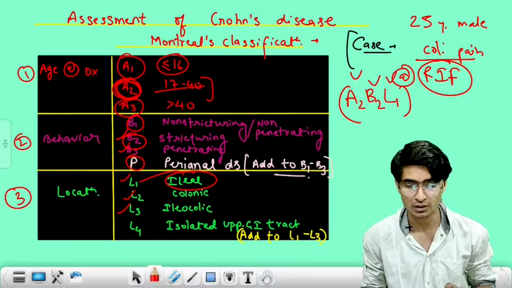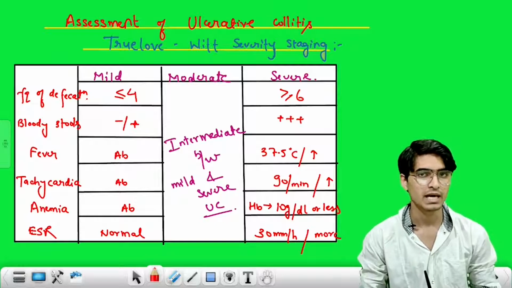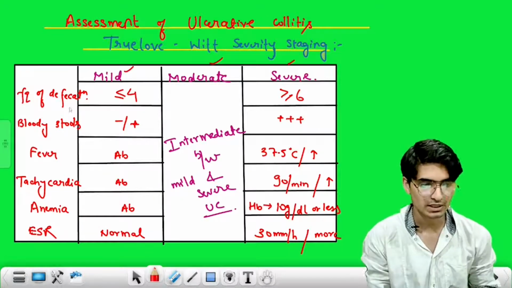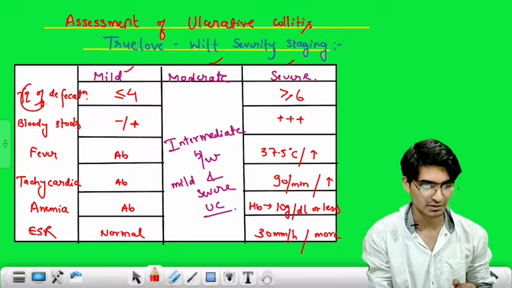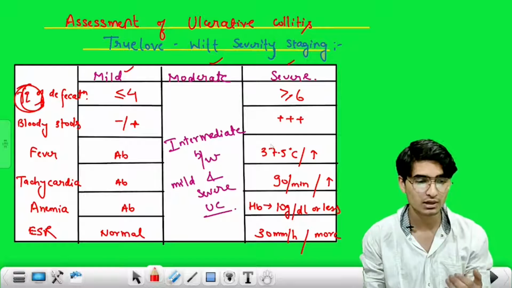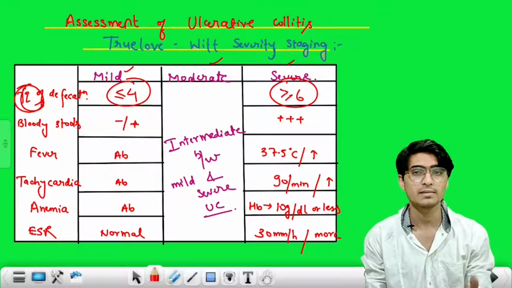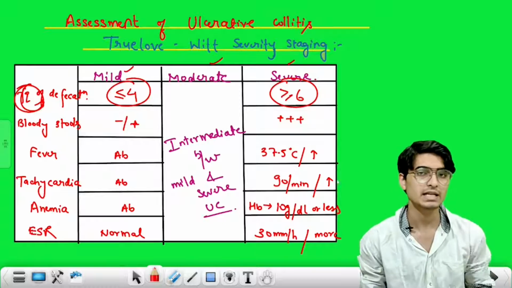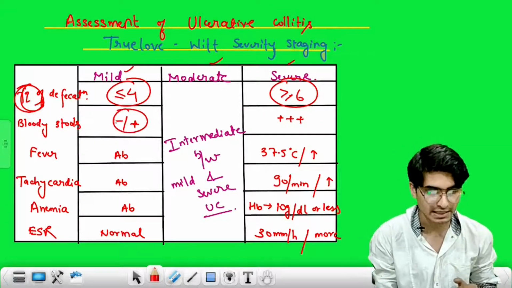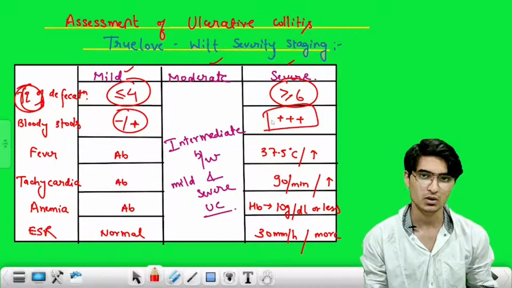And now we will go for the Truelove Witts severity grading for the clinical assessment of UC, and the grades are mild, moderate, and severe. The parameters include, first, the frequency of defecation. If it is less than or equal to 4, name it mild UC, and if it is more than or equal to 6, name it severe UC. The second category is bloody stools. It may or may not be present in mild UC, but a massive flow of blood is there in the severe category of UC.